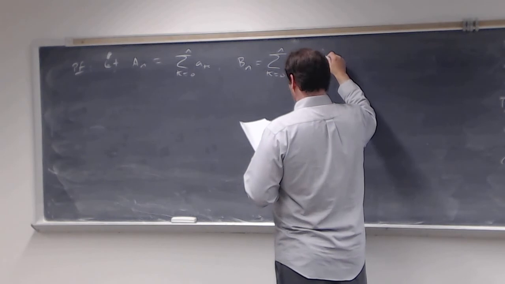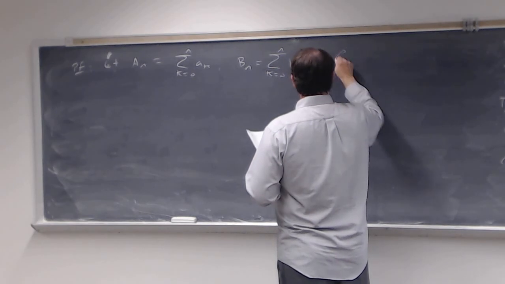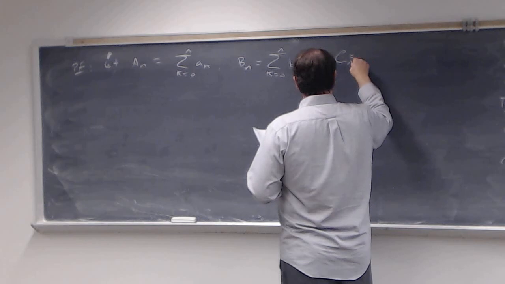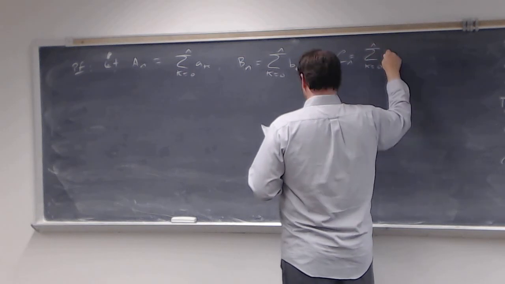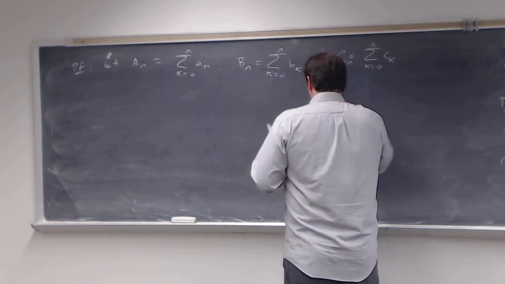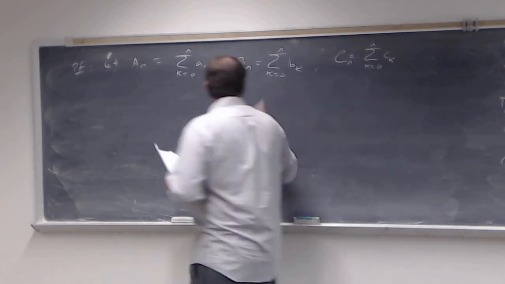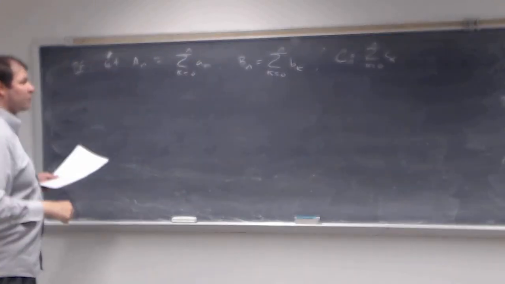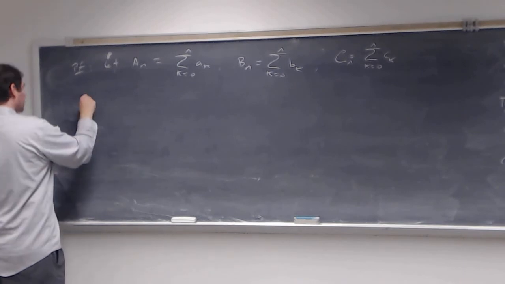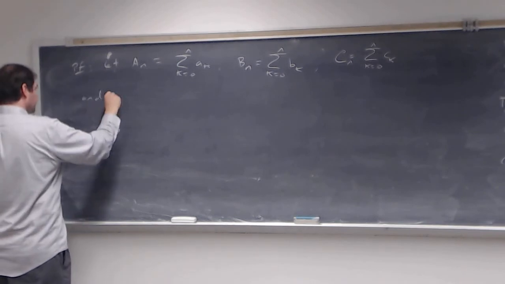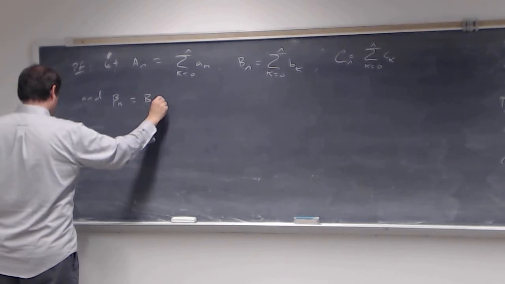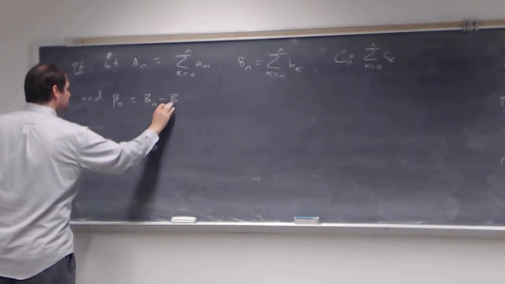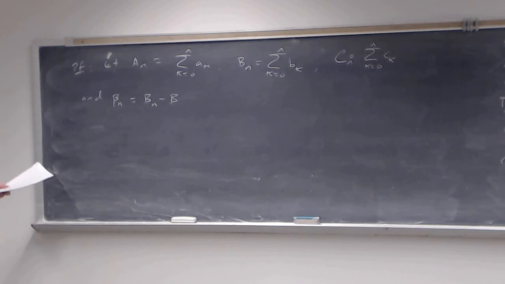And then we're going to have, I'm going to call it script C sub n, equal to the sum as k runs from 0 to n of the c sub k. So that's the partial sums for the product. And we're going to have this beta sub n equal to B sub n minus B. So that's the notation we're going to have.